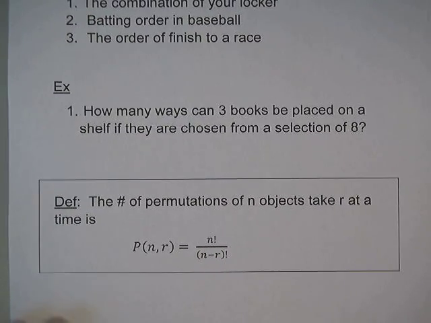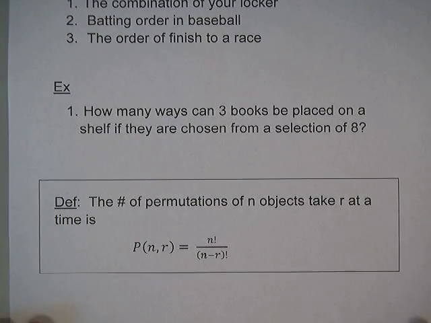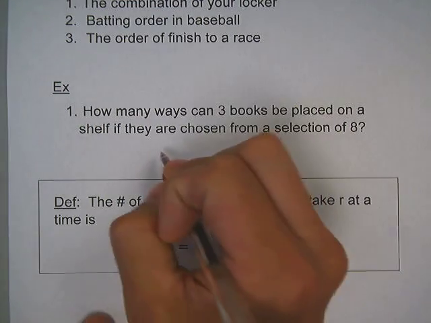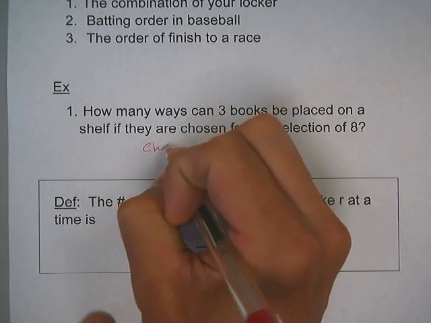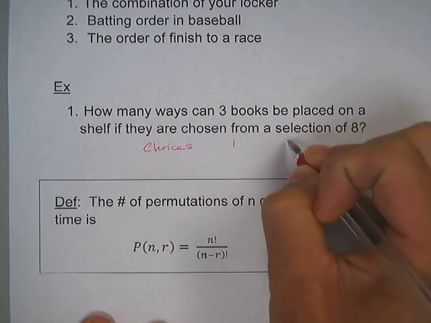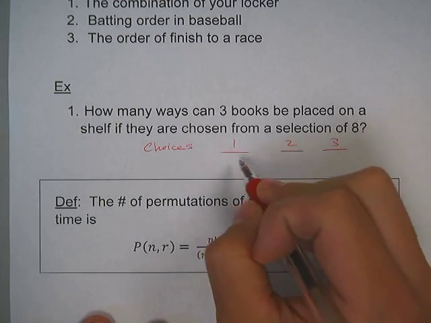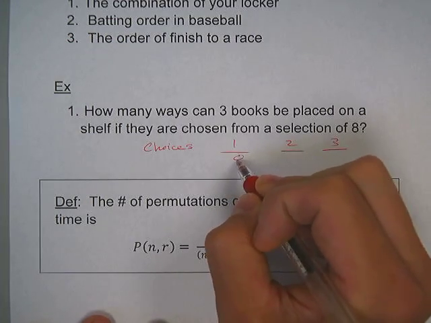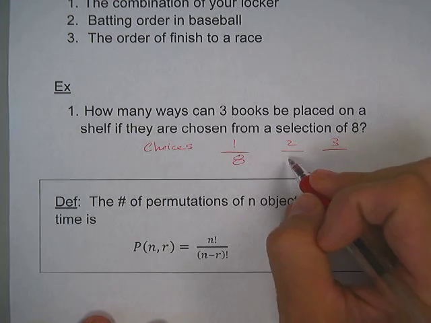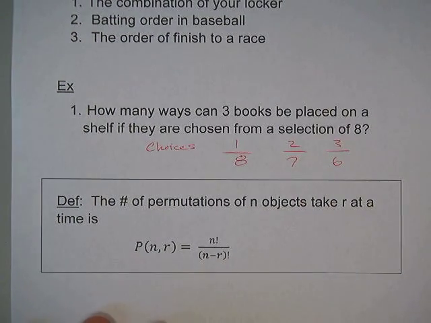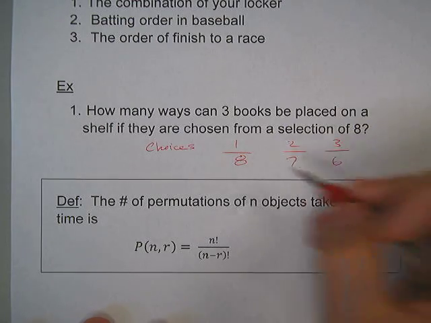So let's just do a real simple example here. It says, how many ways can 3 books be placed on a shelf if they're chosen from a selection of 8? Okay, so you have a pile of 8 books. You want to put them up on the shelf. So you have 3 choices: choice 1, 2, and 3. In that first choice, how many books could you pick? You could pick 8 different ones. Second choice, you have 7. Lastly, you have 6.